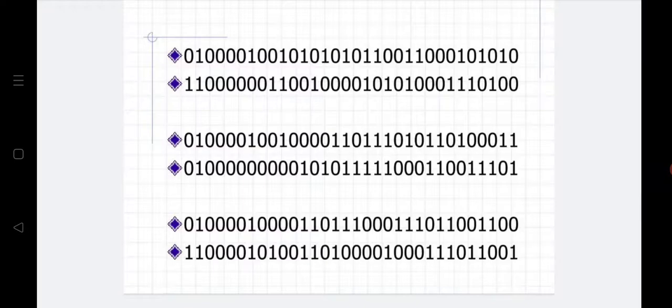And one more point, sorry I forgot to tell you: when you represent in double precision, you are going to add 1023 to the given exponent number, not 127. You are going to add 1023. Why? Because it is an 11-bit representation. So whatever value you got, again convert it into binary and place it in the exponent.